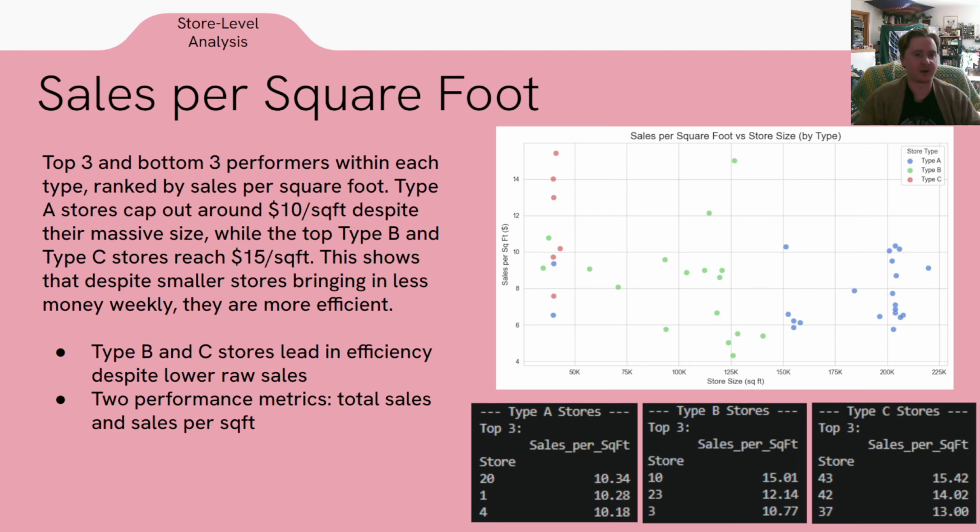You can see here I plotted every store on a scatter plot with store size on the x-axis and sales per square foot on the y-axis. Each dot represents one store, color-coded by type. Blue is type A, green is type B, and red is type C. The chart shows that type A stores are clustering down in the bottom right at lower efficiency, while the smaller type B and C stores on the left reach the highest sales per square foot.